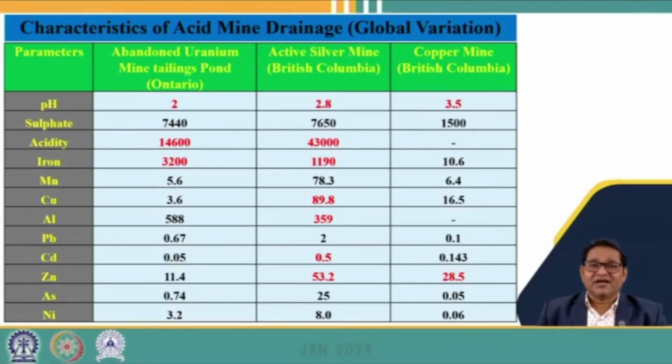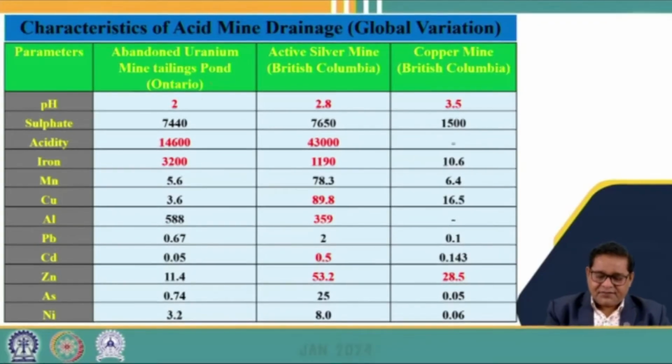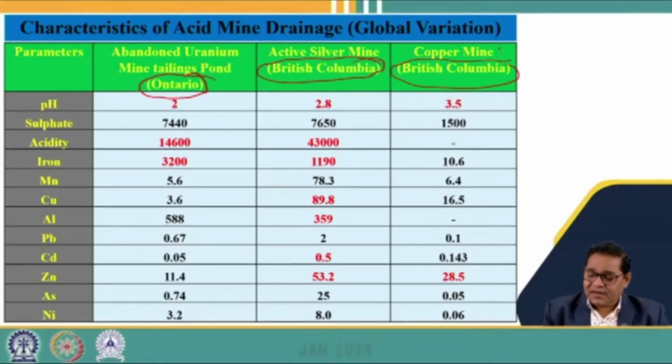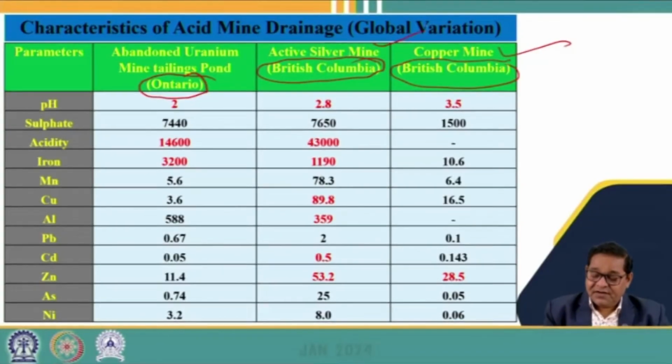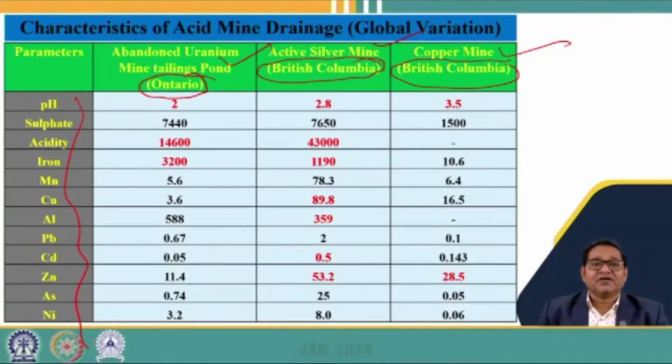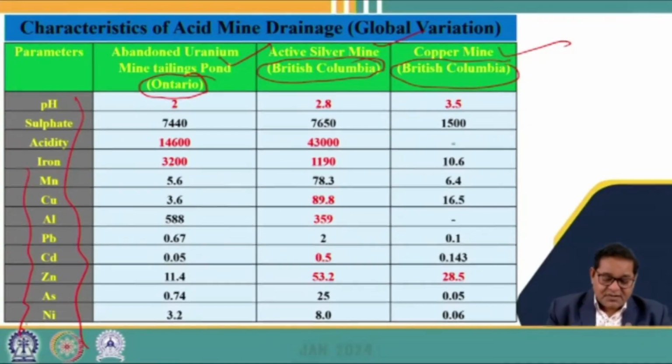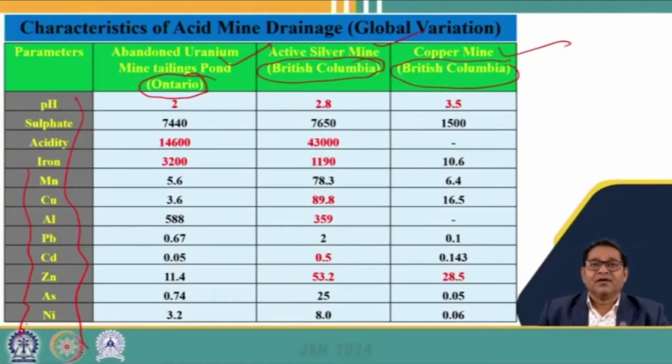There are global variations. So we have collected data for different countries where this acid mine drainage problem is there, like Ontario, British Columbia, and then this is a copper mine of British Columbia, this is active silver mines, this is active uranium mines, and these are parameters like pH, sulfate, acidity, iron, manganese, copper, aluminum, almost all the heavy metals, they are present in this type of waste streams and at a very high concentration.